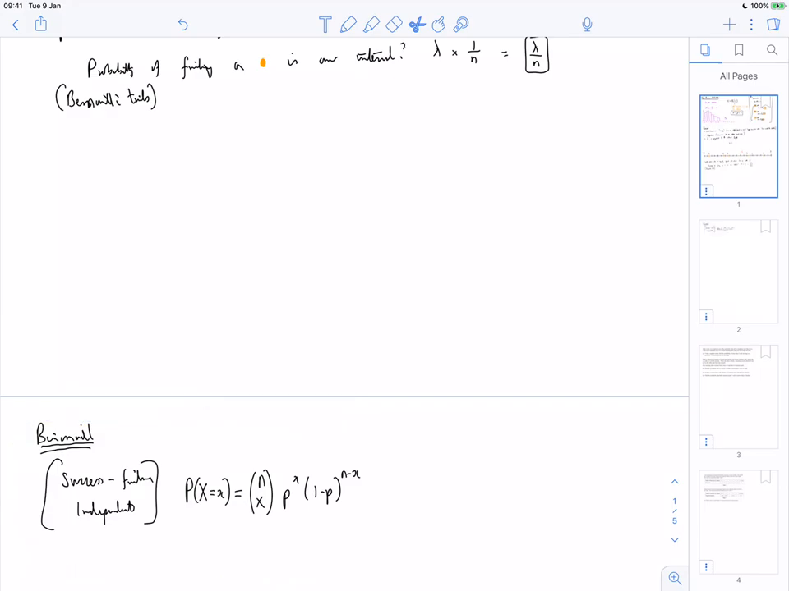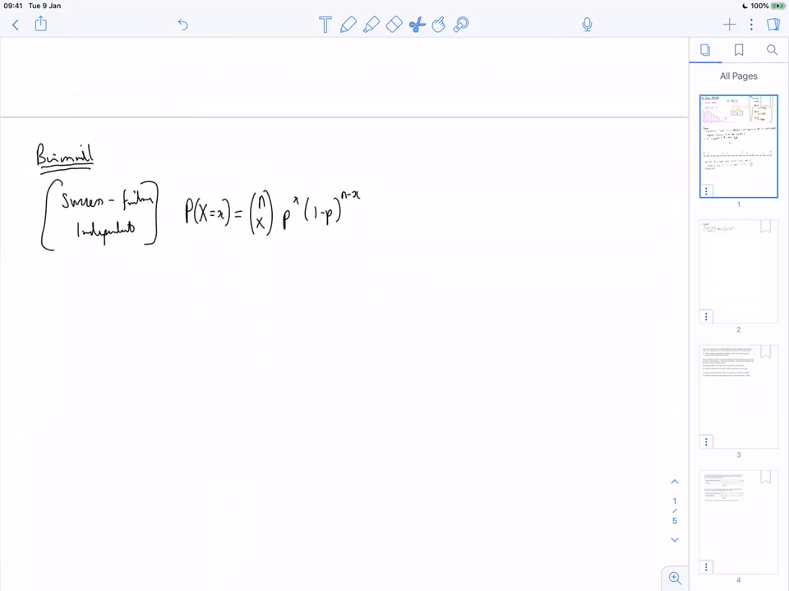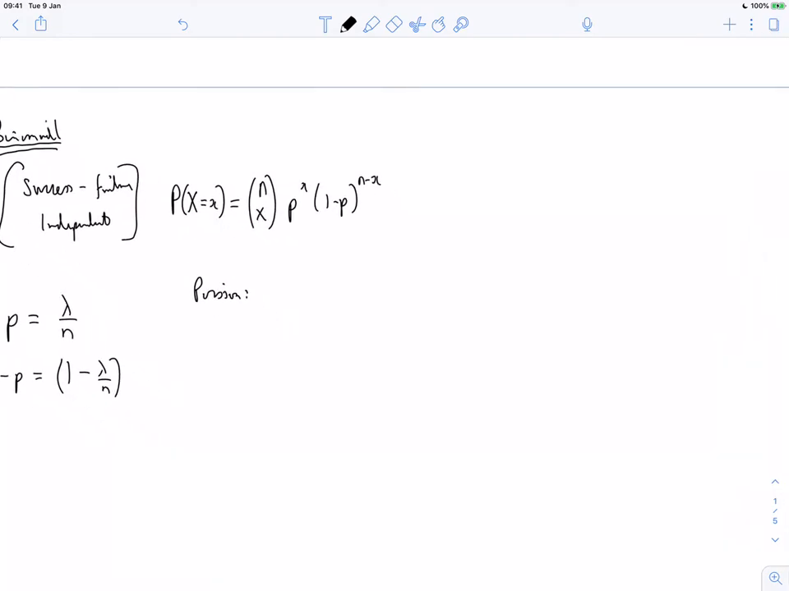So consider this. Well, what is the probability of success in our trial? Well, it's lambda over n, as we've discussed. So 1 minus p is just going to be 1 minus lambda over n. So what is it for our Poisson? What is it going to be? Well, it's going to be the probability that X equals x, which is n choose x times p, which is lambda over n to the power of x, times 1 minus lambda over n to the power of n minus x.